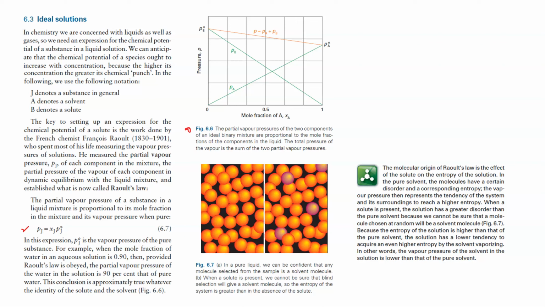So, taking a look at figure 6.7, in a pure liquid, to the left, we can be confident that any molecule selected from the sample is solvent. However, when we look to B, when a solute is present, we cannot be sure the blind selection will get a solvent molecule, so the entropy of the system is inherently greater than in the absence of the solute.